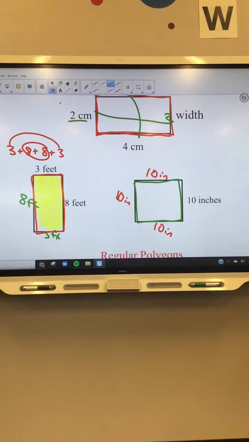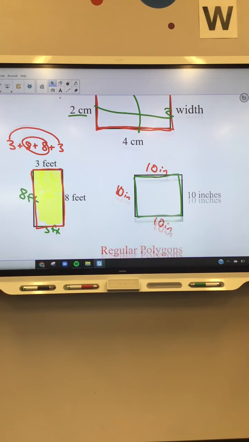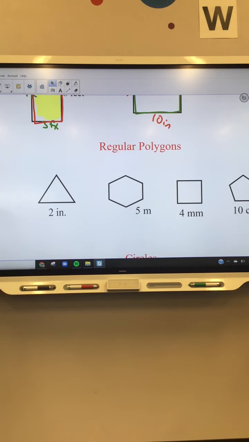Right? All right, we're going to pause right there because it's time for lunch, and then we're going to come back and we're going to talk about what we call regular polygons. We'll take a break for now, though.